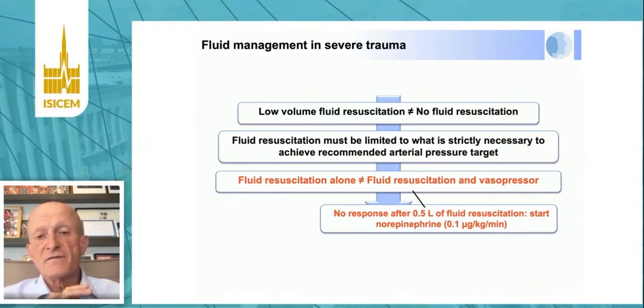Fluid resuscitation alone is different than fluid resuscitation and vasopressor. So we know that if we add a vasopressor, it will increase the arterial tone, but it will also increase the venous tone. And through this increase of venous tone, increase the venous return and increase the cardiac output by decreasing the unstressed blood volume. So in my unit, we introduce very quickly the vasopressor, norepinephrine, when we observe no response to fluid resuscitation.